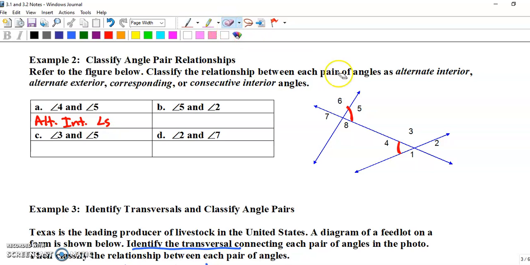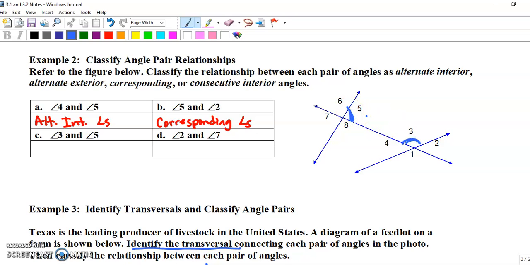Okay, so if I'm going to compare angle 5 to angle 2 for part B, they're on the same side of the transversal. They are one interior, one exterior. Those are corresponding angles.